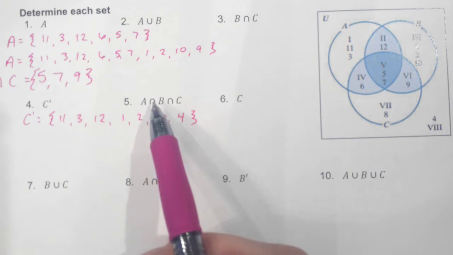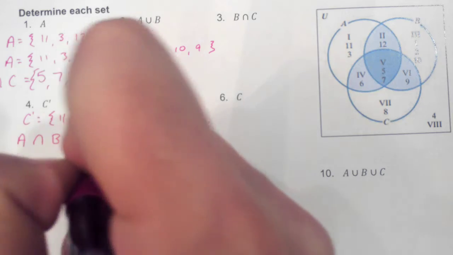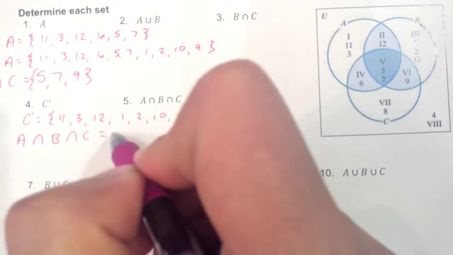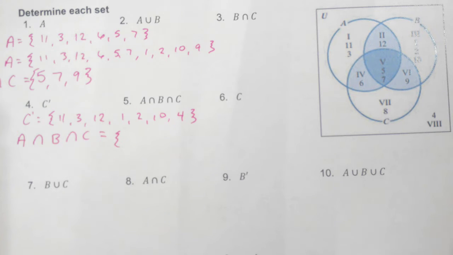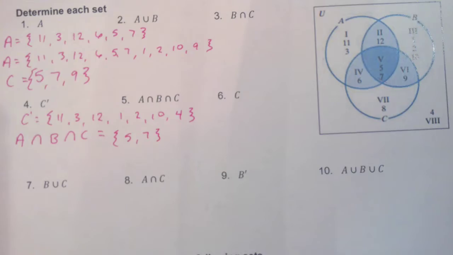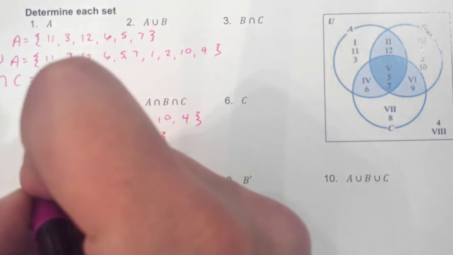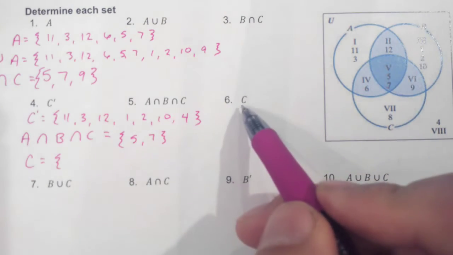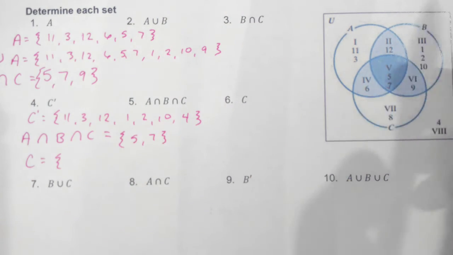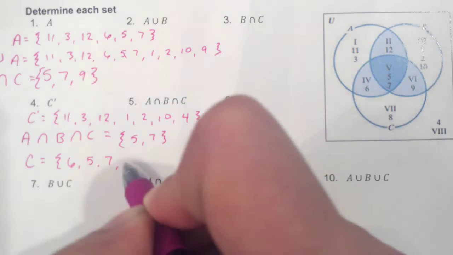Okay, number 5 is the intersection of A, B, and C. Okay, so what is that? Where does A, B, and C all intersect? It's this very middle region right there. It's 5 and 7. Okay. Lastly, number 6 for this row, nice and easy. What's in C? So what's in the circle C? That would be, I'm just going to go kind of in whatever order, 6, 5, 7, 9, and 8.